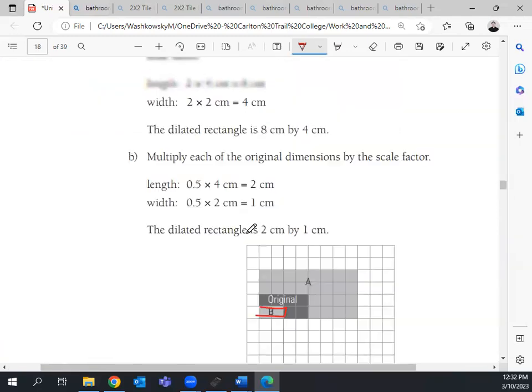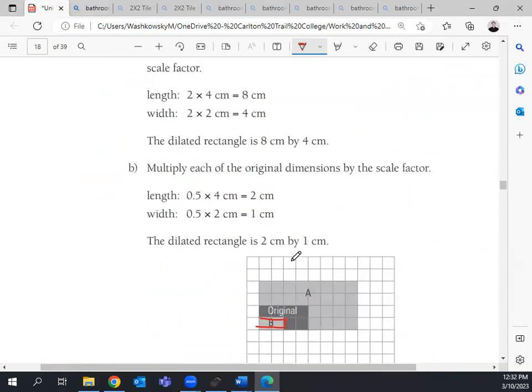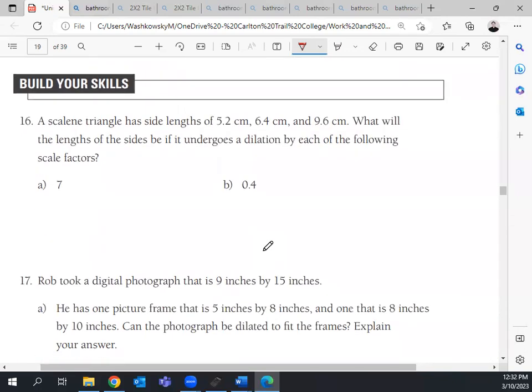So when you have these first examples here, like A and B, hey, this is a scale factor. What's it going to be? You just multiply it, right? So you're going to obviously get stuff that's a little bit more difficult than that, which requires some more logic and problem solving. So question 16 here, for example, is we have a triangle that has these side lengths. They want to know what the length of the triangle will be if it goes through these scale factors.